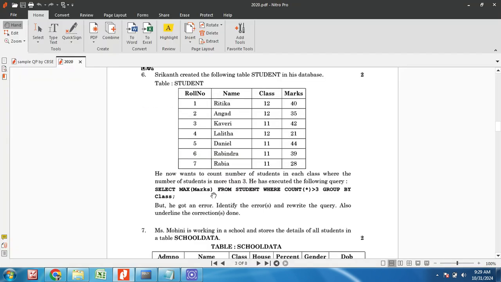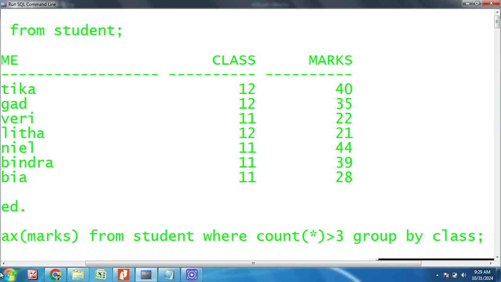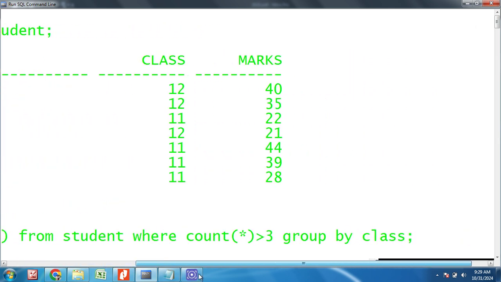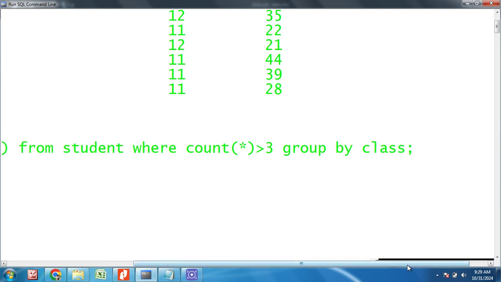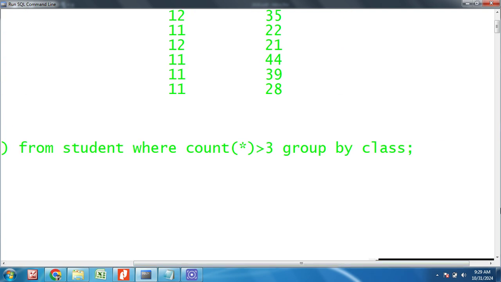Count star is a group function and we are using a group function with where clause, so we cannot use it. Just look at that: is it giving an error or not? Select max marks from student where count star is greater than 3, group by class. Let's see whether it will be executed or not.